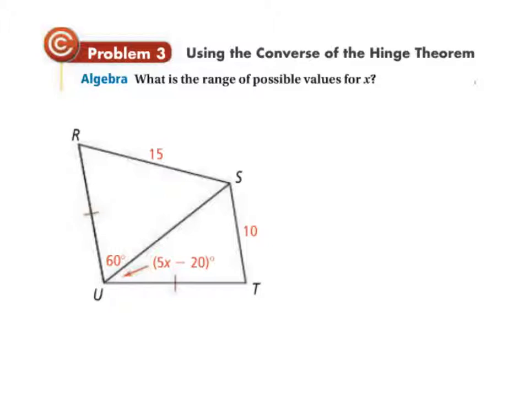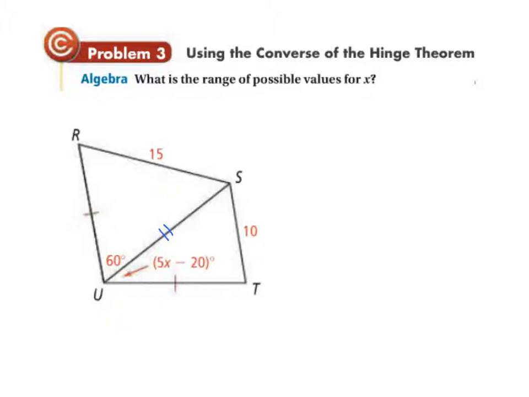All right, let's look at this problem and use that converse of the hinge theorem. It says, what is the range of possible values for X? X is right here. Okay, got it. So now I see my two triangles. I see that I have a single hash mark on each. Plus, don't they share this side right here? So that would be the same, the reflexive property. These two legs would be the same.